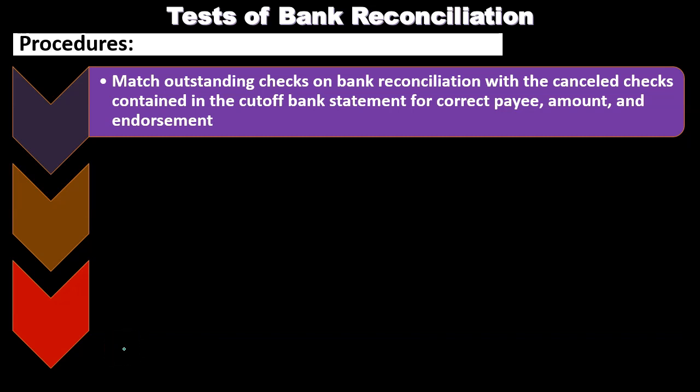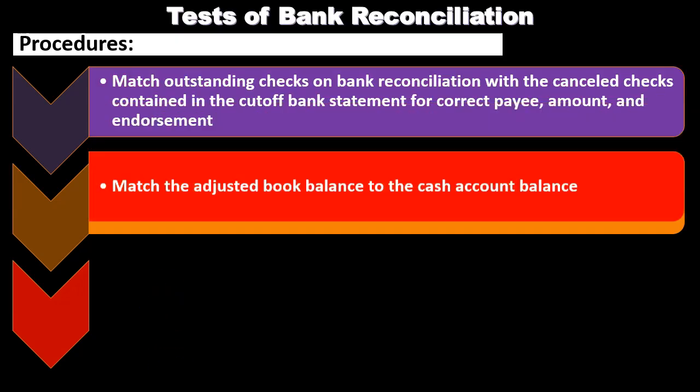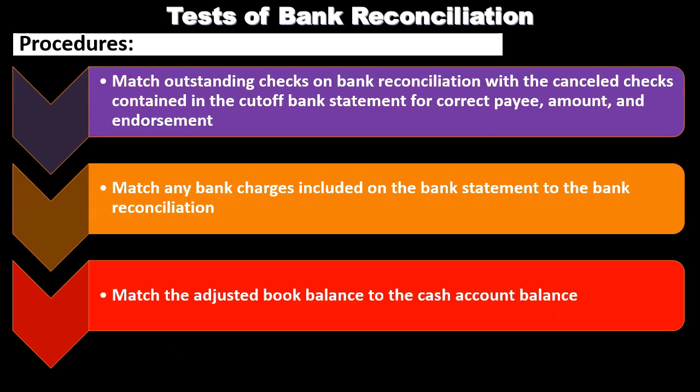Next, we're going to match outstanding checks on the bank reconciliation with the canceled checks contained in the cutoff bank statement for the correct payee, amount, and endorsement. We will match any bank charges included on the bank statement to the bank reconciliation. Remember that the bank charges on the bank statement are probably going to be things that weren't included in the company books, because the company wouldn't know about them until they were on the bank statement. So we would think that they're going to be included as we go through the reconciliation process. Match the adjusted book balance to the cash account balance.